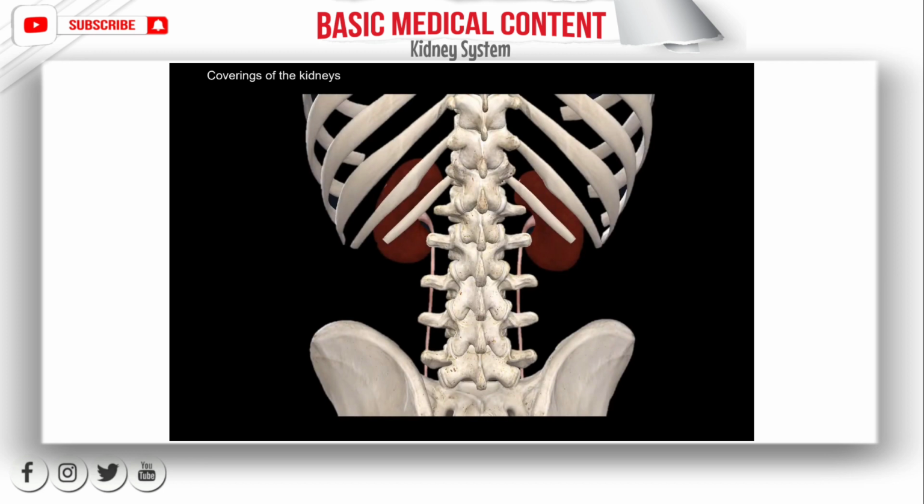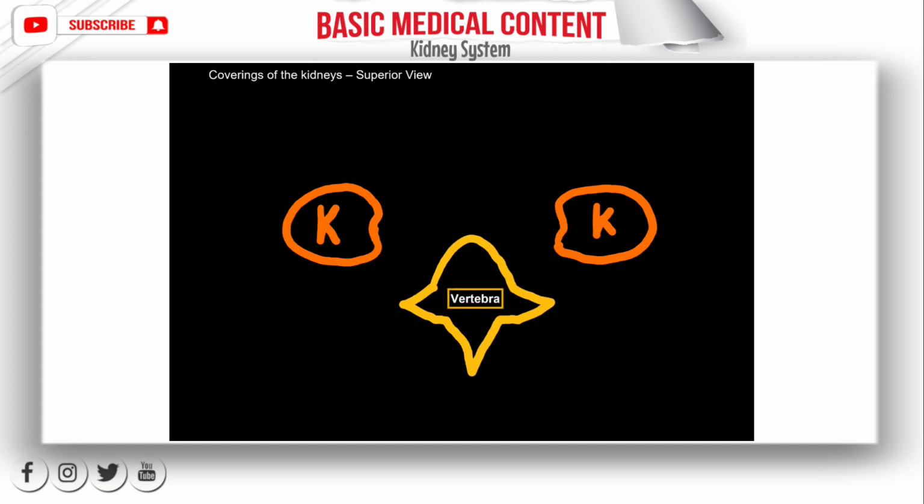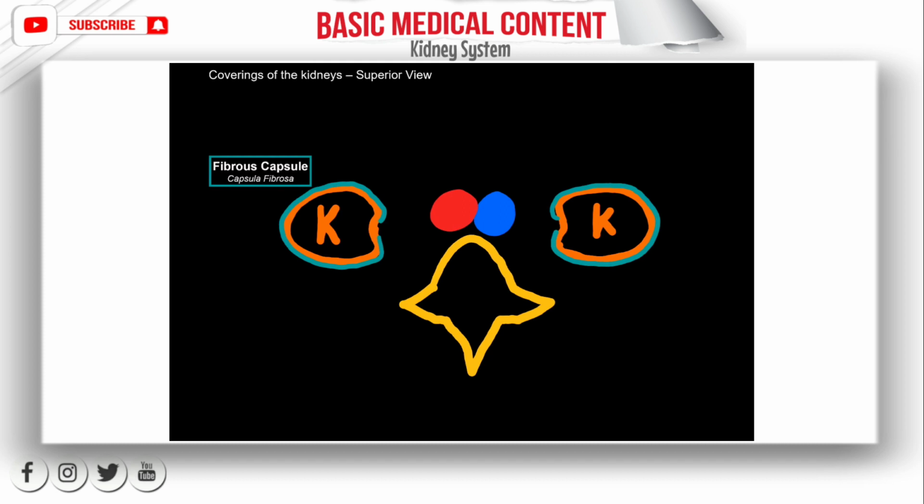Now let's look at how the kidneys are covered. Here we see a posterior view of the body. Let's now make a transverse cut and look at the kidneys from this perspective to see how the kidneys are covered. Okay, so here are two kidneys, superior view. Here is the vertebrae, and in front of them is the inferior vena cava and the abdominal aorta. So the first covering around the kidneys is the fibrous capsule, which is made of dense fibers that protect the kidneys.